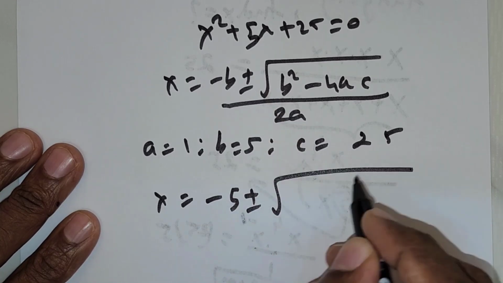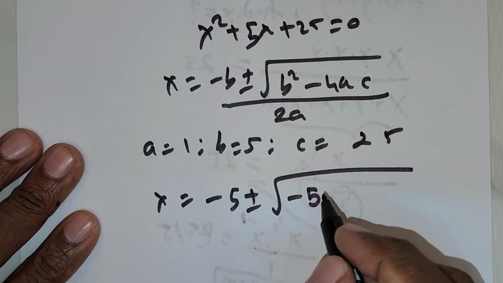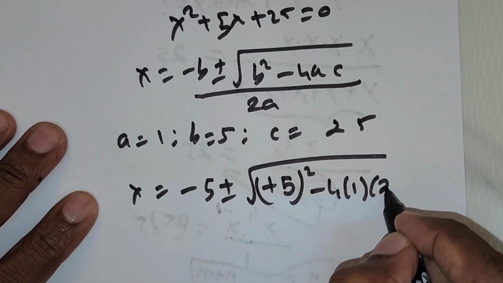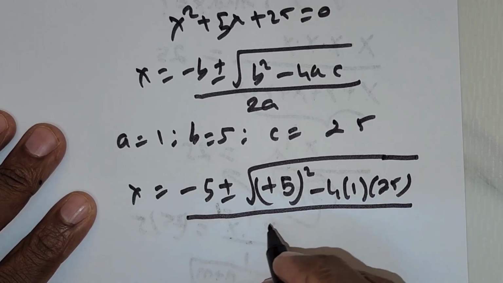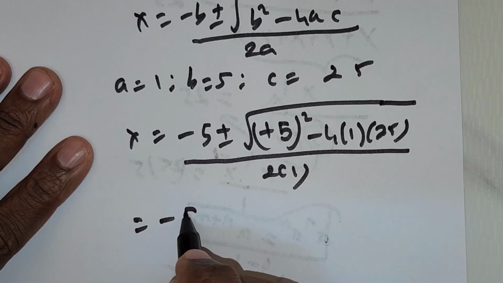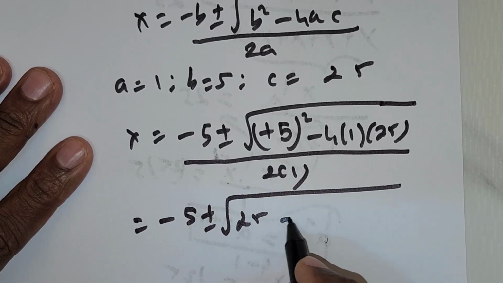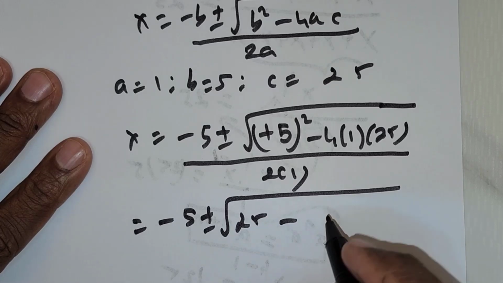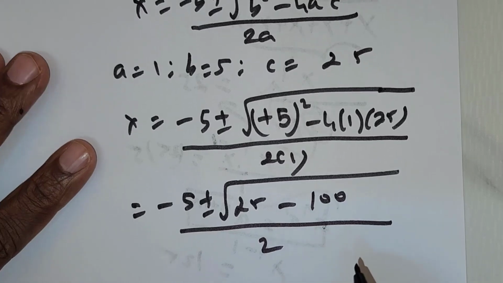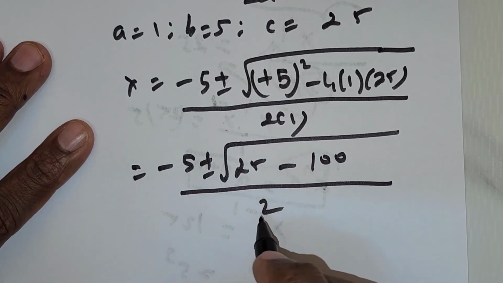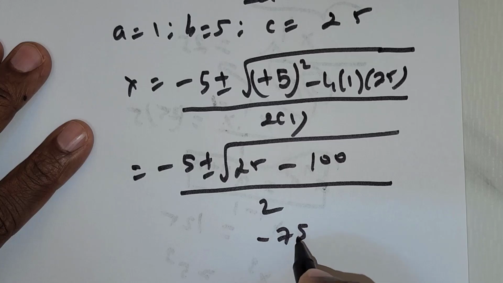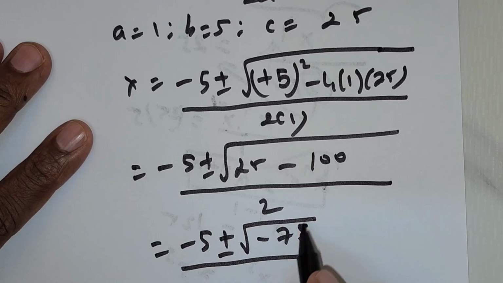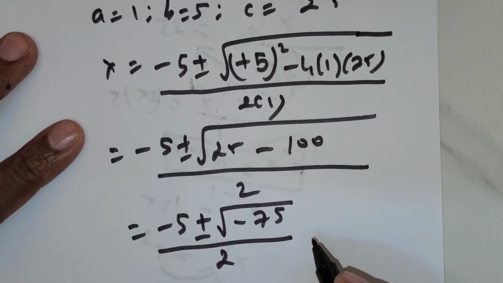You get negative 5 plus or minus root of 5 squared minus 4 times a, where a is 1 and c is 25, divided by 2 times a. So this is equal to negative 5 plus or minus root of 5 squared, which is 25, minus 4 times 25, which is 100, divided by 2. Now from 25 you take away 100, you get negative 75. So this is equal to negative 5 plus or minus root of negative 75 divided by 2.